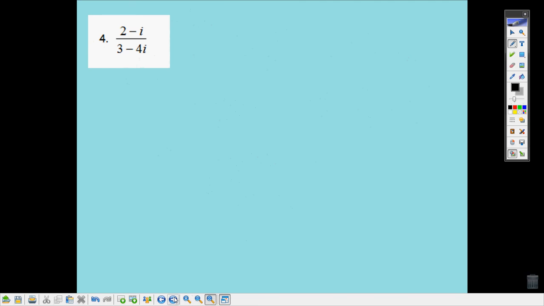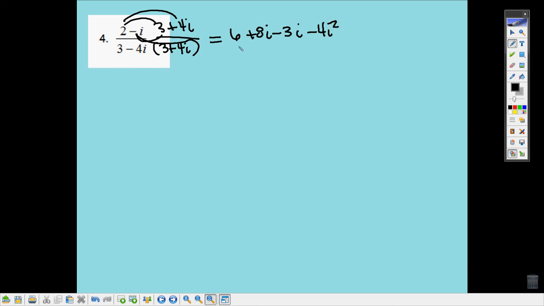Okay, number 4 is the exact same setup. The only difference is we have an imaginary on top as well. So we're going to multiply by that conjugate again. Okay, so we're going to have to distribute in the top and the bottom or FOIL. So 2 times 3 is 6. 2 times 4i is 8i. Negative i times 3 is minus 3i. And negative i times 4 is negative 4i squared.